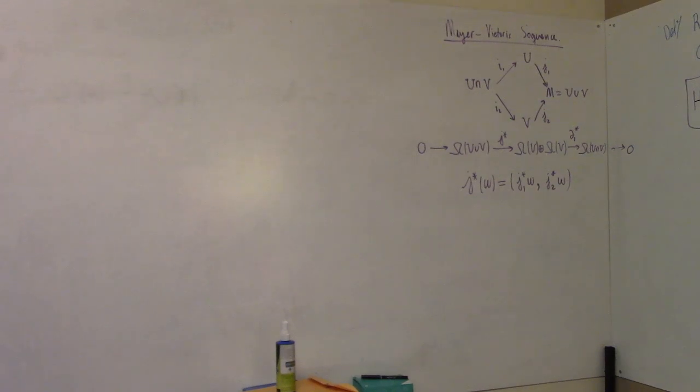So yeah, J1 pullback omega is a form on U. J2 pullback is a form on V. That makes sense to be a form. It makes sense to be in the direct sum of forms over U and forms over V, right? That makes sense. Okay. And what's the definition of the other map?